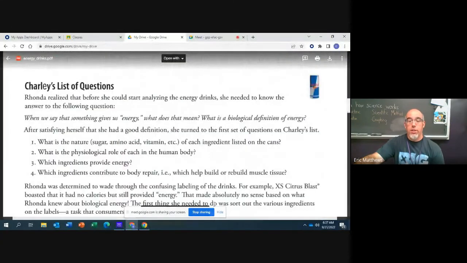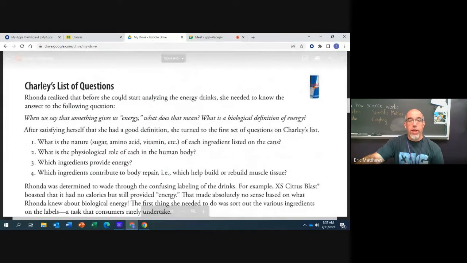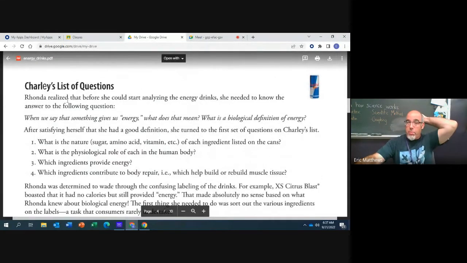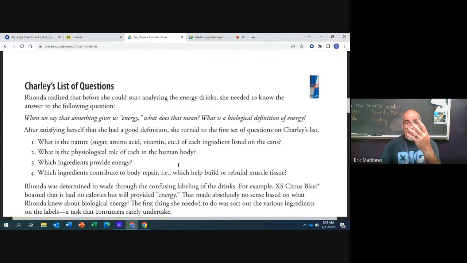All right. So here we are taking a look at Charlie's questions. This is the back of the front page. He's got numbers 1 through 4. Some people were really unsure what to do with number 1. What is the nature of each ingredient? We went over 4 organic molecules: nucleic acids, proteins, lipids, carbohydrates. So for this one, feel free to categorize them in each one of those 4. And then all the other ones, put them in other.